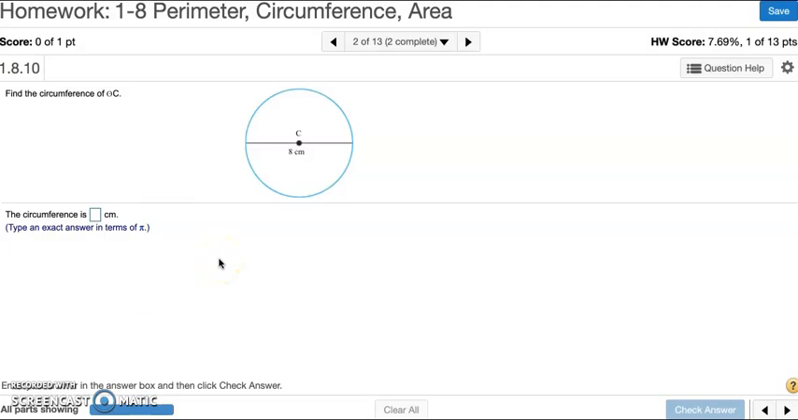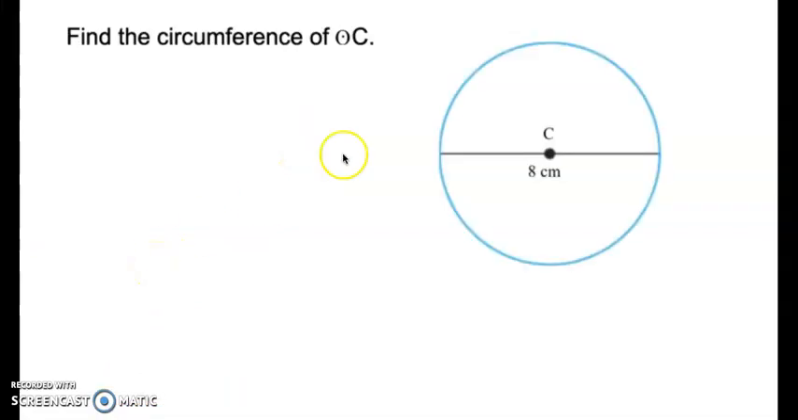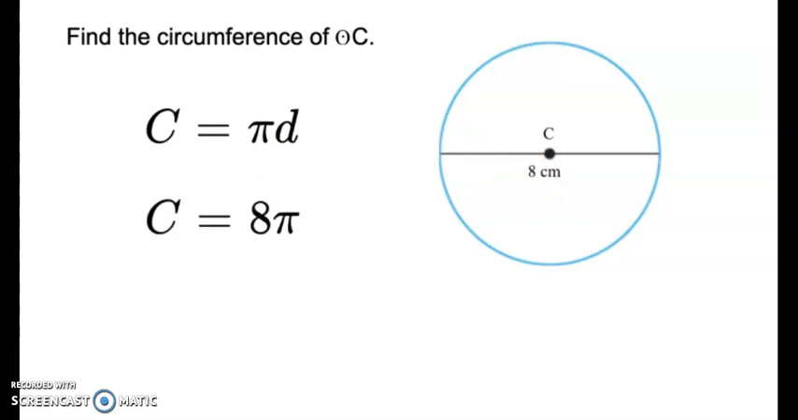Number 2, it is asking you to find the circumference of circle C. So let's do that. Now the circumference is the distance around the outside. Think of if you measured the crust of a pizza. So the formula for that is circumference equals pi times the diameter. Since you're given the diameter, you'll just put 8 next to pi. So 8 pi is your circumference.